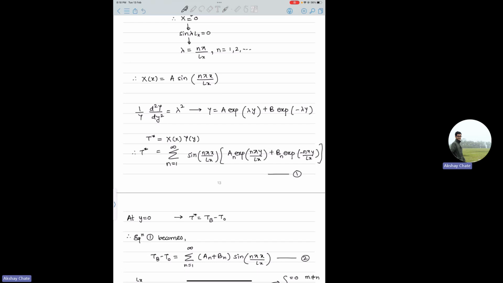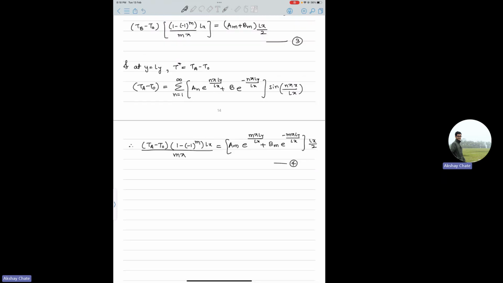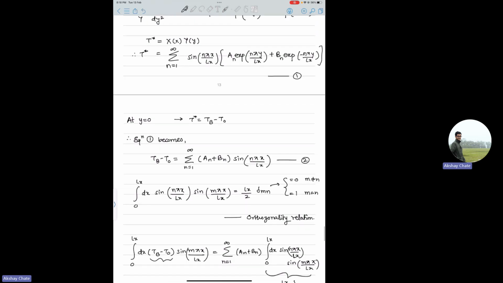One second. Okay, because m is just a subscript. I mean, it can be n or anything, right? So once you get am and bm from these equations 3 and 4, you have solved your problem, and you put them back in the T star relation, which is here. You may say that it is an and bn, right? So what? It doesn't matter. You just change this index as m equal to 1 to infinity, and then you should be fine, I think.